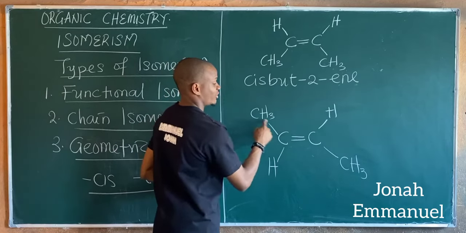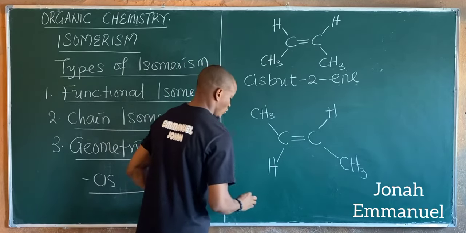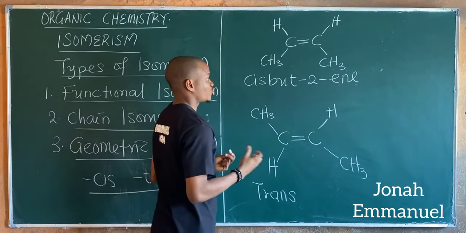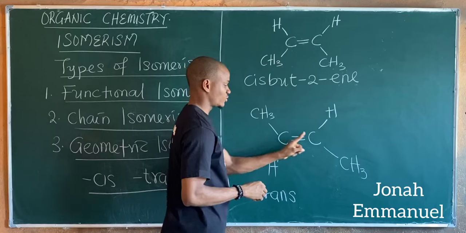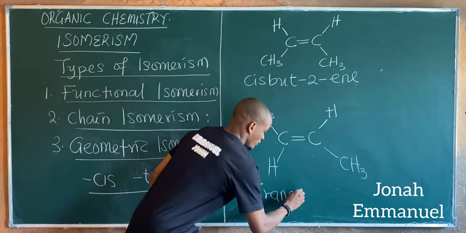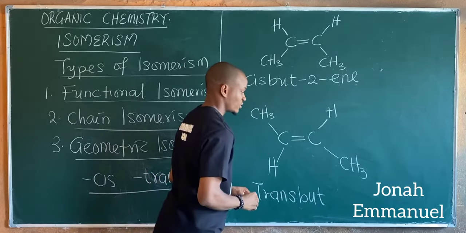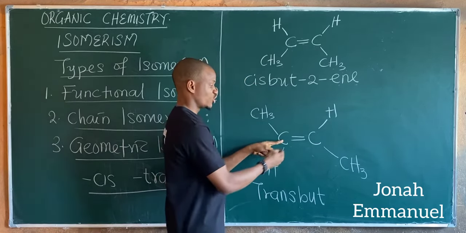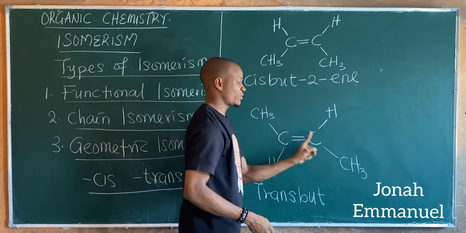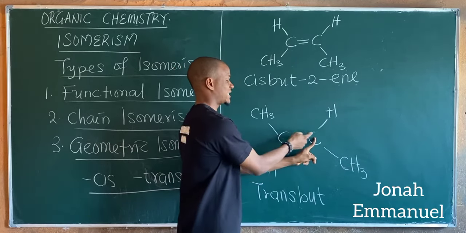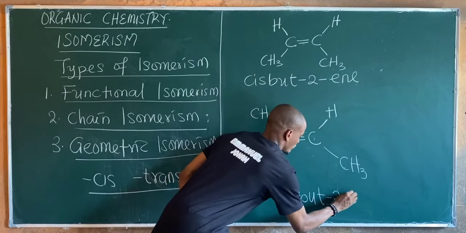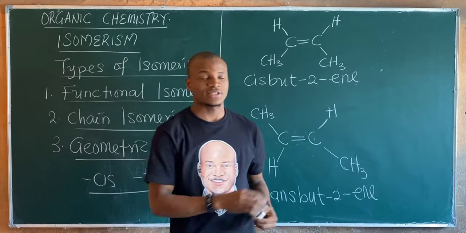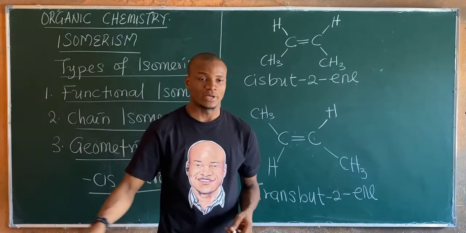This case here, where the substituents are in opposite positions, is called a trans. Count the total number of carbon atoms: 1, 2, 3, 4. So it becomes but, trans-but. Locate the position of the double bond: 1, 2, the double bond is at carbon 2. Counting this way, 1, 2, the double bond is at carbon 2. So it becomes trans-but-2-ene, ene because it has a double bond. So this is the technique of naming geometric isomers.